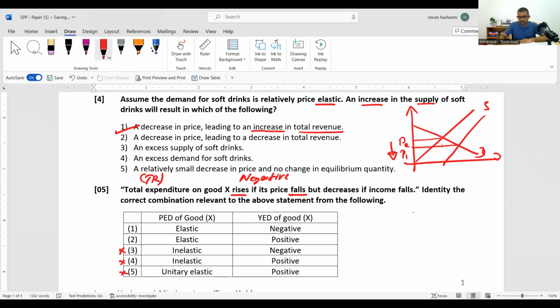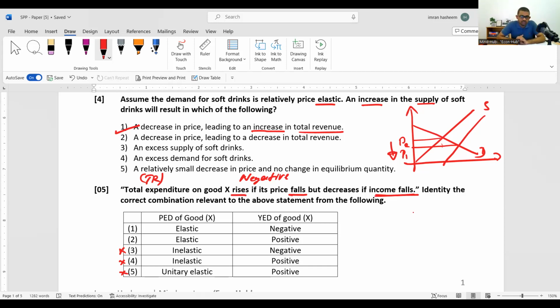Elastic. But decrease if income falls. Let's read this one more time. Total expenditure on good X rises if price falls, but decreases if income falls. If income falls, the total expenditure decreases.